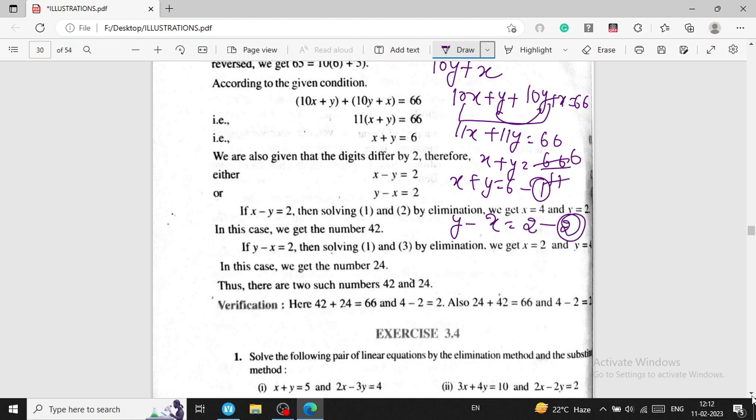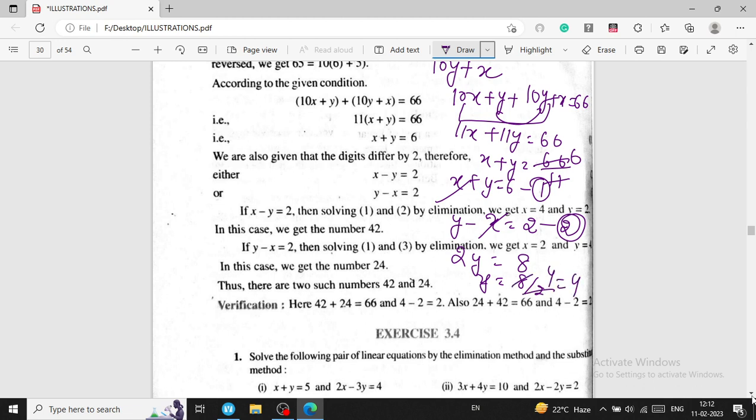Now you can add both equations, because we have x plus x or minus x, so we can directly cut them. This will be cut with this. We get 2y is equal to 8 and y is equal to 8 by 2, 4.